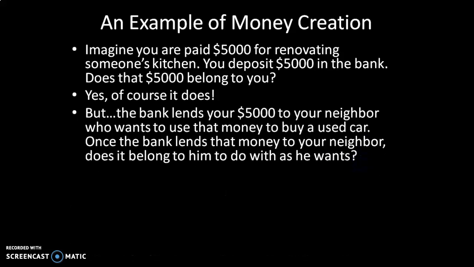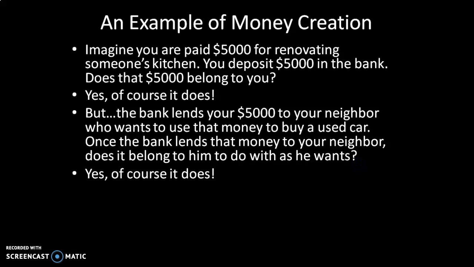Now, let's assume that the bank takes your $5,000 and they loan it out to your neighbor who wants to use the money to buy a used car. Once the bank lends that money to your neighbor, does that money belong to him to do with whatever he wants? Well, the answer to that question is also yes.